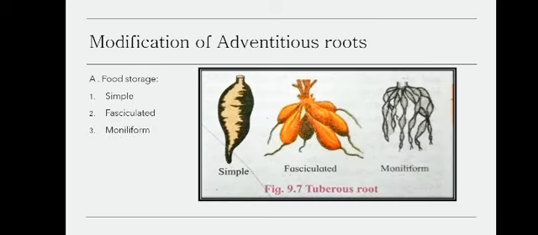In the next page, modification of the adventitious root system. In modification, the adventitious root system has food storage modification. In that, first is the simple tuberous root system, second is the fasciculated root system, and third is the moniliform root system. Here is the diagram. We can discuss how these three types of roots modify.